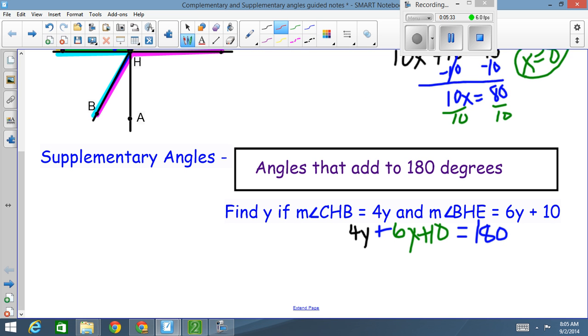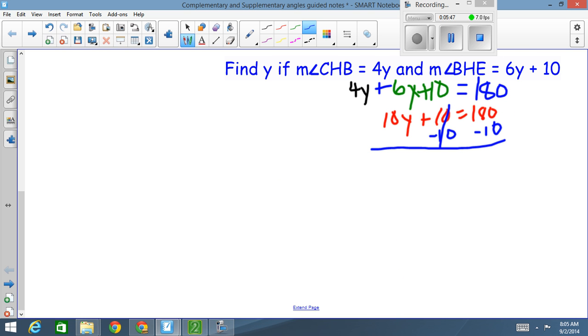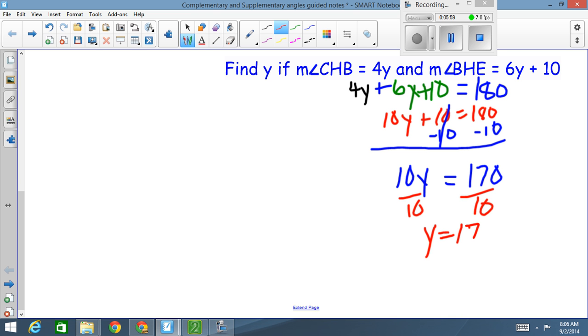So it's going to be sort of the same steps here. I'm going to have 10y plus 10 equals 180. Subtract 10 from both sides. I really should have changed these numbers, but that's okay. They're two different problems, so you just work out a little differently. So we have 10y equaling 170. I'm going to divide each side by 10, and y comes out to be 17.